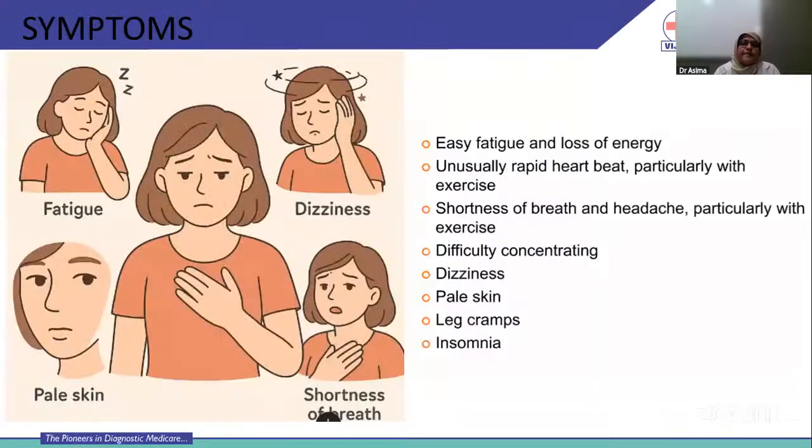Going to the symptoms, most of the symptoms we are familiar with. Generally, anemic patients have easy fatigability, loss of energy, tachycardia, shortness of breath, headache, etc. All these are symptoms we come across.